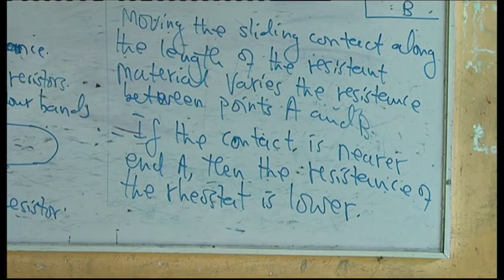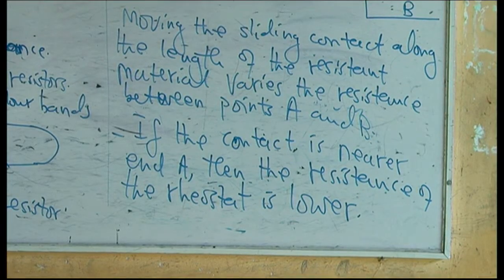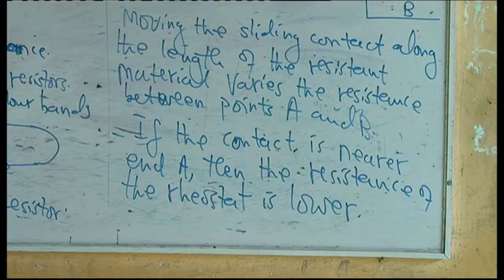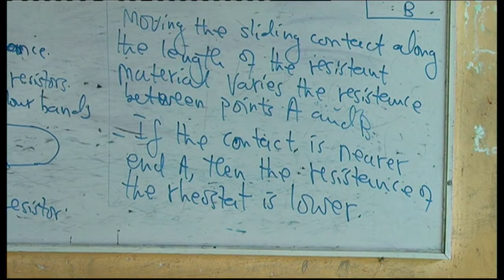Now, in most cases you will find this variable resistor, the rheostat, used as knobs on radios. Those volume control knobs on radios are essentially rheostats. Those that you use in varying the volume of radios, that knob is basically a rheostat.